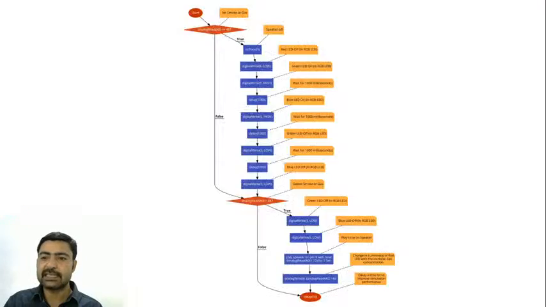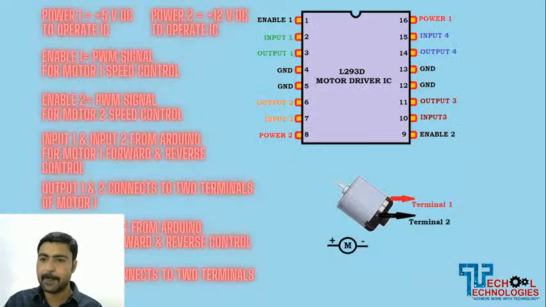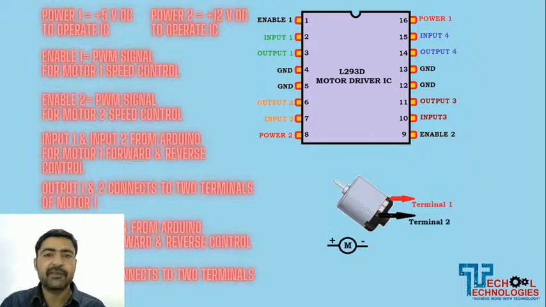So what is this L293D IC? This IC is used to control motors. Whenever you have to control a DC motor with the help of your Arduino board, you need this L293D driver IC. And why do we need to use this driver IC?